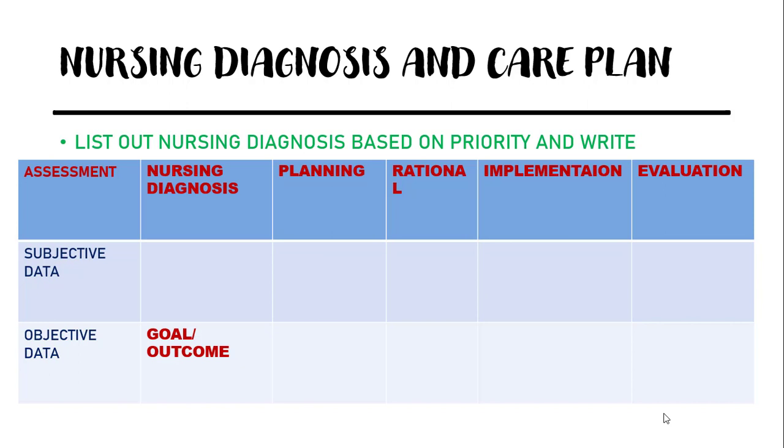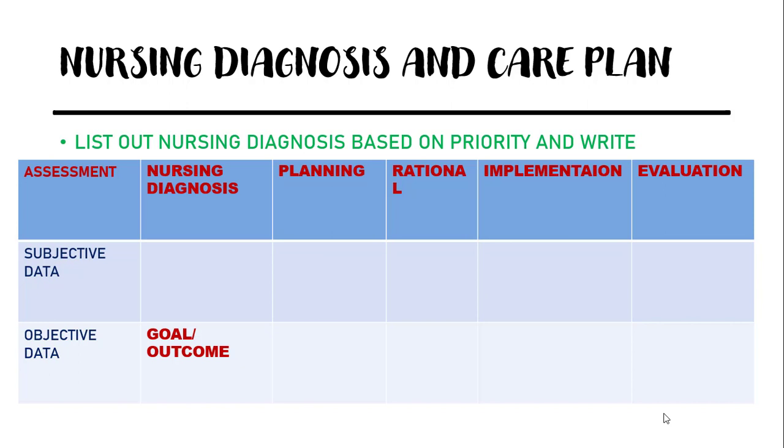Under assessment, again two headings are coming, subjective data and objective data. Subjective data means what the patient is saying. Objective data means what is your observation. Then under nursing diagnosis, you have to write the goal or desired outcome. What is the desired outcome of this particular nursing diagnosis, that you have to write. After that, you have to plan the things, that also based on the priority of the patient, based on the need of the patient.